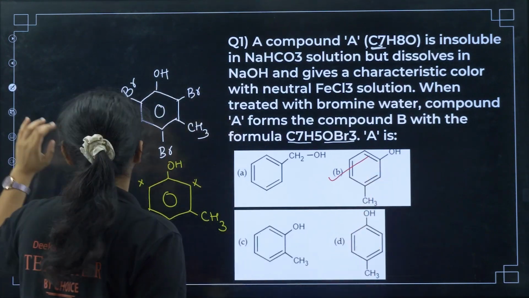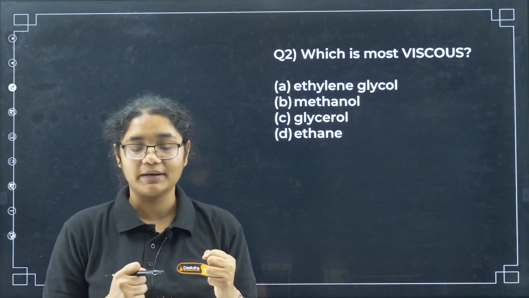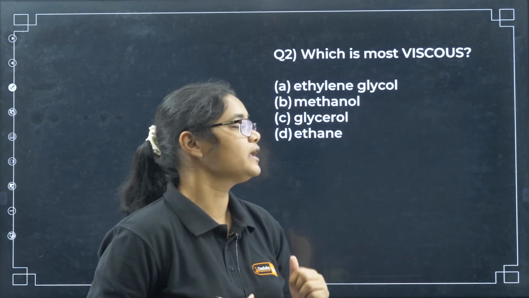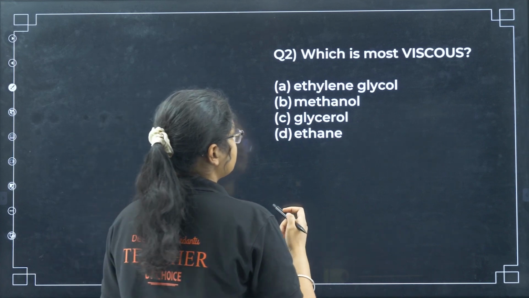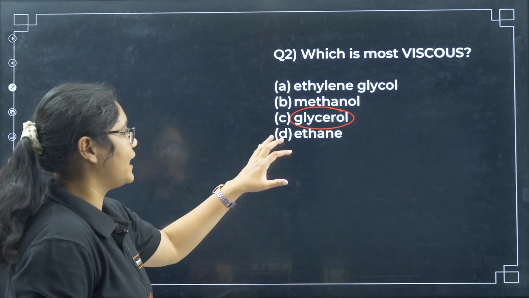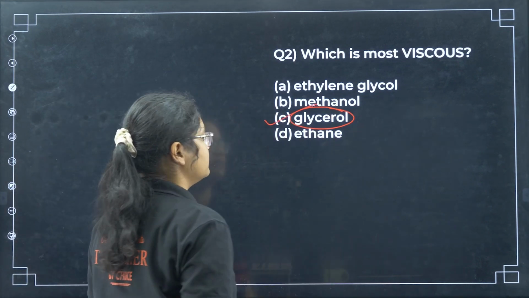Next, which is most viscous? For viscosity, you need more hydrogen bonding. Wherever there is more hydrogen bonding, it will become more viscous. Glycerol has 3 OH groups, so that will have more hydrogen bonding, so it will be more viscous, option number C.